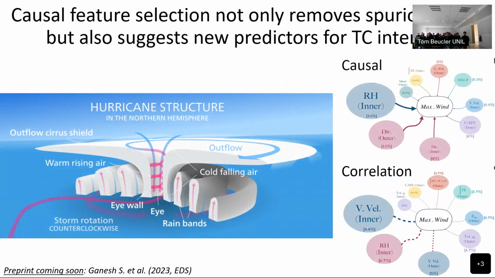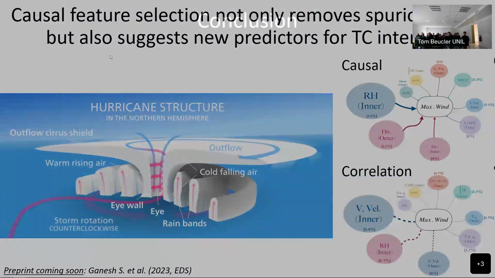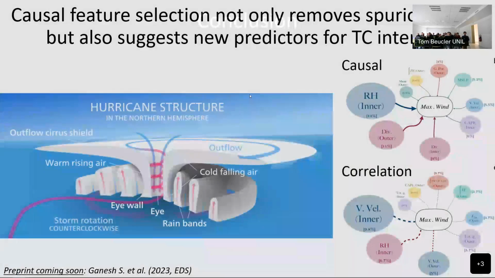And so, for example, we can compare the causal drivers. So that's the proportion of inner core relative humidity links that are chosen, outer core divergence, etc. And so then you can compare what the causal discovery algorithm selected in terms of features to the correlation to understand why the lagged correlation was misleading.